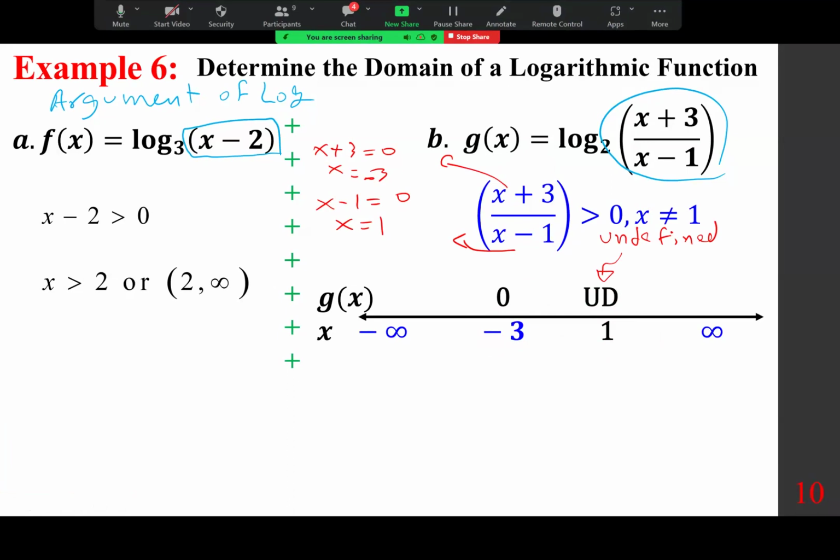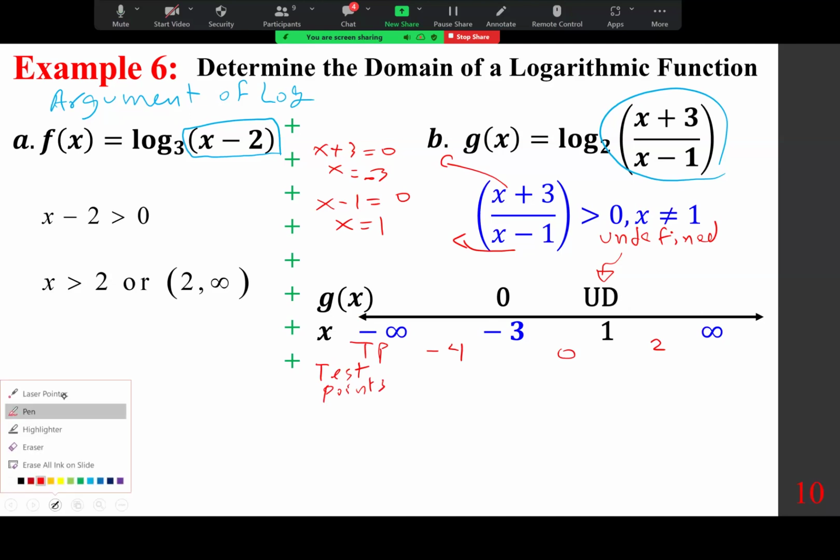And so you pick up a test point in between. Obviously, the easiest would be 0 between these two, minus 4 here, and let's say 2 here. These are TP, short for test points. So what do we do? We are testing the value, we test x plus 3 over x minus 1.